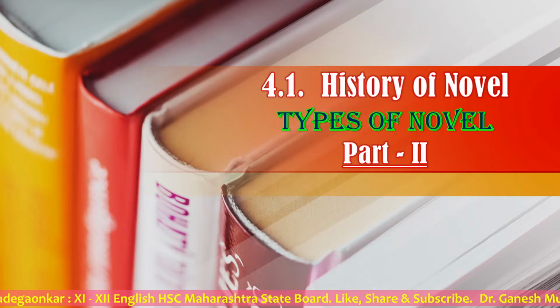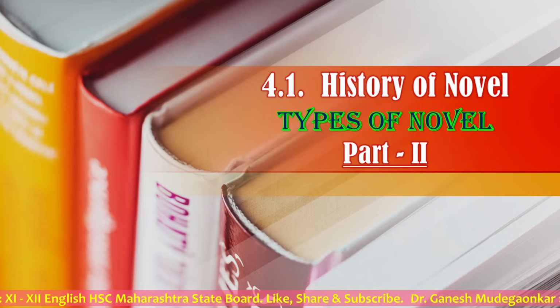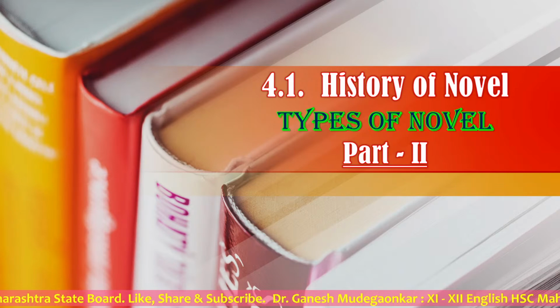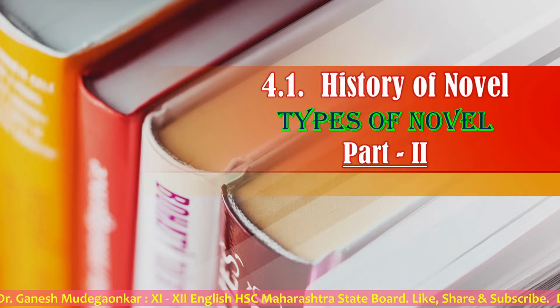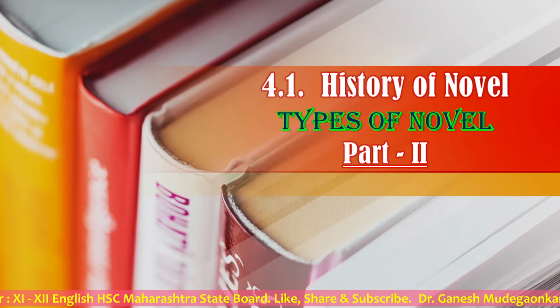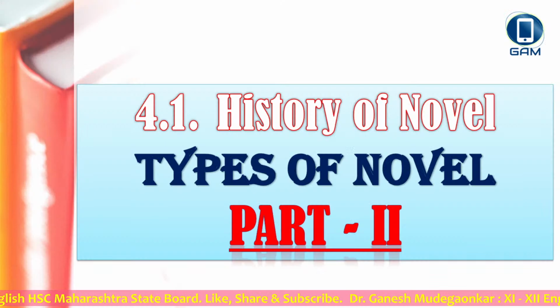So for main character we are using the word protagonist. He is having the struggle, he is having the conflict, he is having the fight with another force, and we are calling this force as antagonist. So protagonist versus antagonist. Then the next element is setting. Setting is the background in which the story takes place.